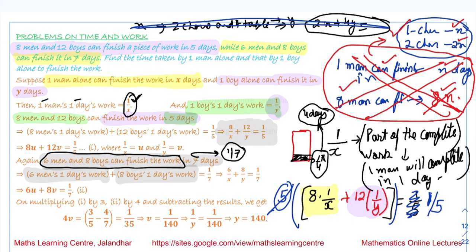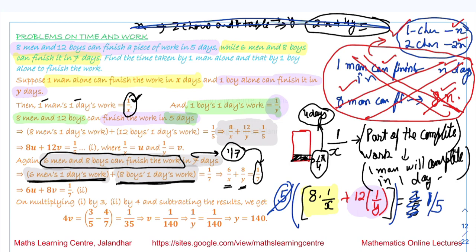So we are saying that 6 men's 1 day work, how much part of the work will they do? It is 6 by x part. How much part of the work will 8 boys do? It is 8 by y. And what is the total part of the work that is done? It is 1 by 7.